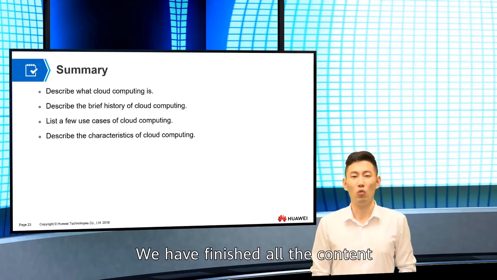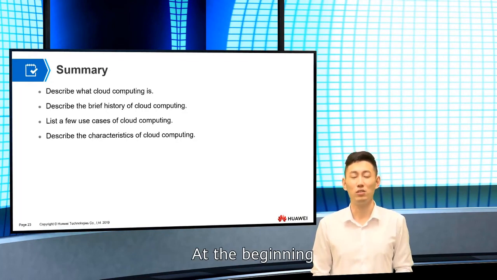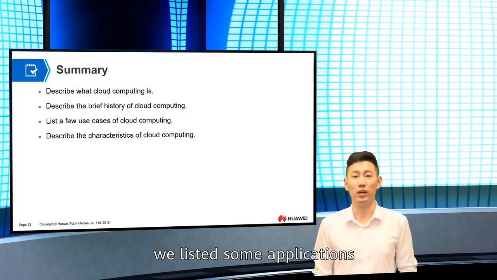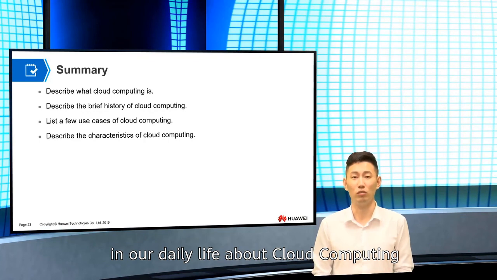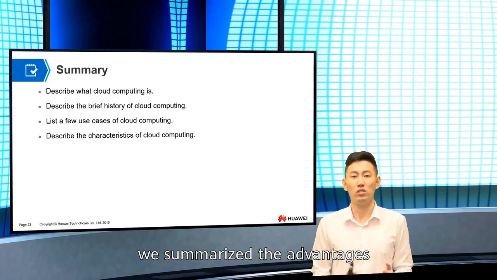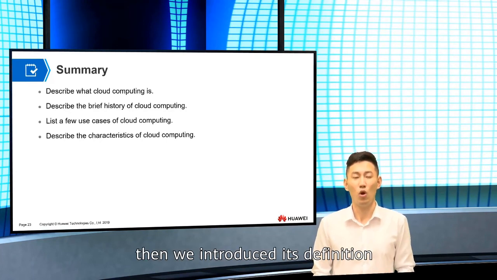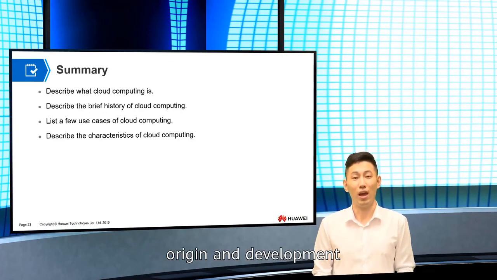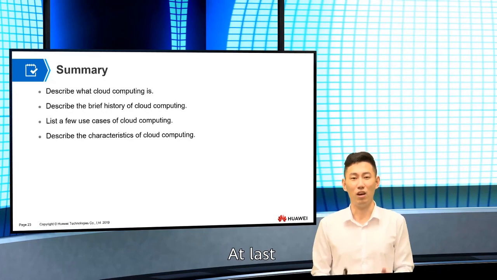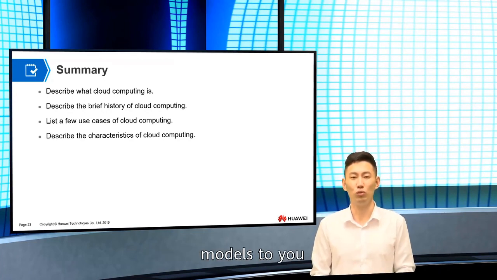Okay, everyone, we have finished all the content of this chapter. Now we have to do a summary. At the beginning, we listed some applications in our daily life about cloud computing. From these applications, we summarized the advantages of cloud computing. And then we introduced its definition, origin, and development. At last, I introduced 2 kinds of cloud computing models to you.